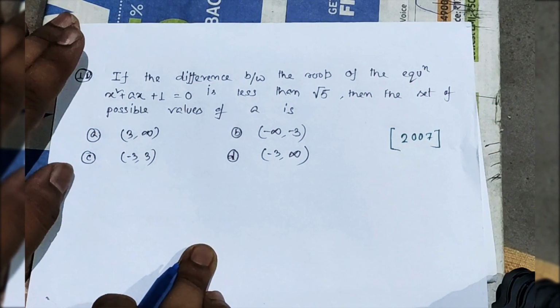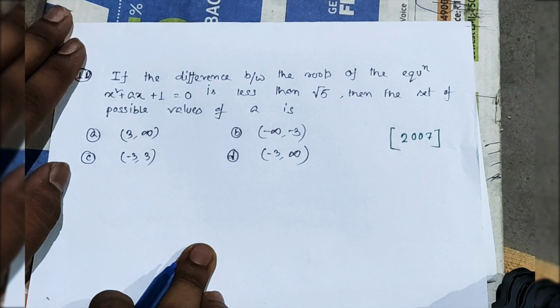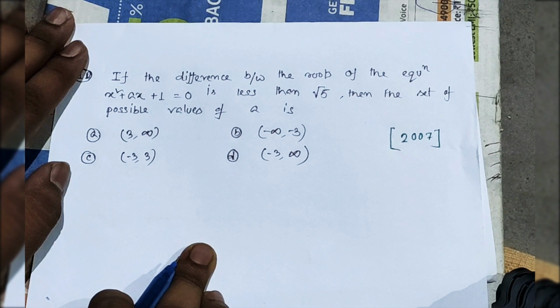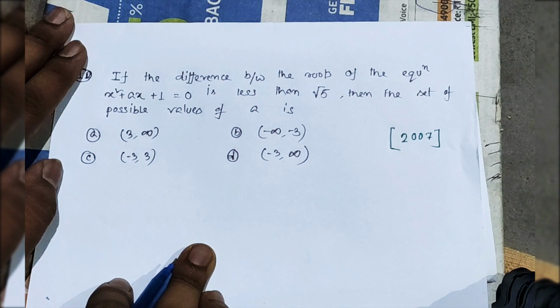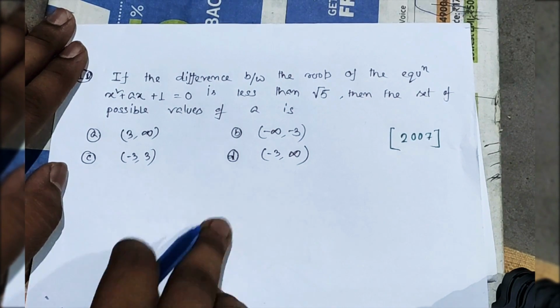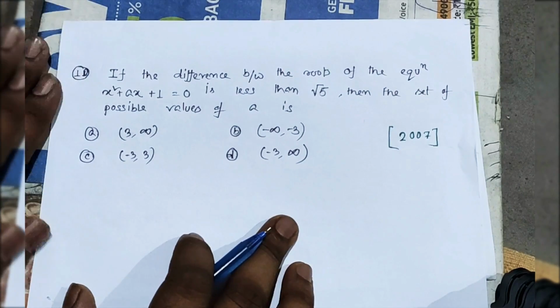Coming to the last question of this video, if the difference between the roots of the equation x square plus ax plus 1 equals to 0 is less than under root 5, then find the set of possible values of a. Options: a) 3 to infinity, b) minus infinity to minus 3, c) minus 3 to 3, and d) minus 3 to infinity. All are open intervals, and it was asked in JEE Main 2007.